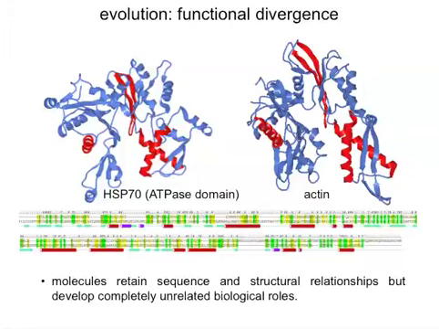We'll talk more about divergence in class, but I want to turn now to a couple of ideas. I want to talk about divergence and I want to talk about convergence. In this slide, let's look at functional divergence. Here I'm showing you 2 proteins, HSP70, that's a heat shock protein. The 70 again refers to the size of the molecule. This is a 70 kilodalton protein, but what we're looking at is only the ATPase domain, about 30 kilodaltons.